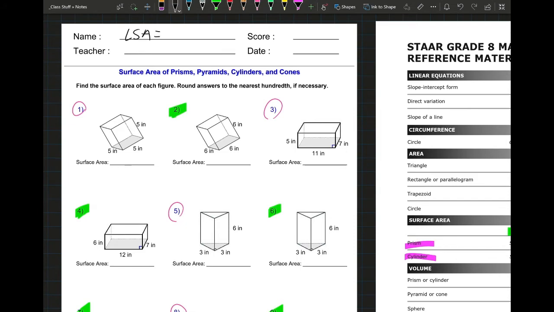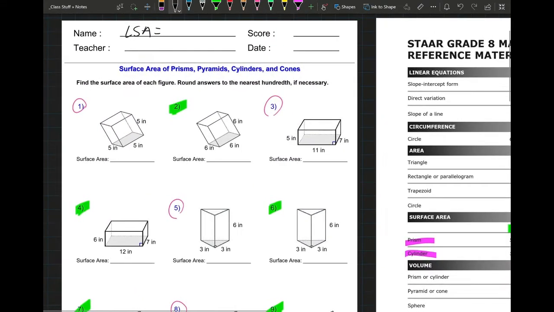LSA equals, and this is for a prism, uppercase P times the height. And the total surface area, I'm going to call it TSA, is the lateral surface area, which is PH, plus 2 times uppercase B. That stands for 2 times the base. So basically, if you have a box, you have 2 bases, one at the bottom and one at the top. That's why there's the number 2 right there.